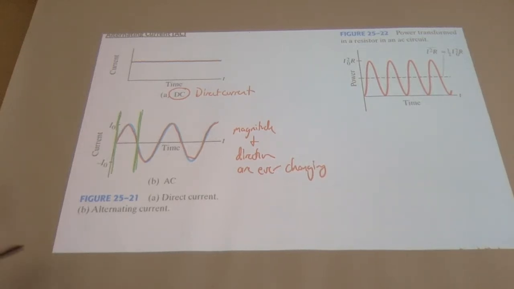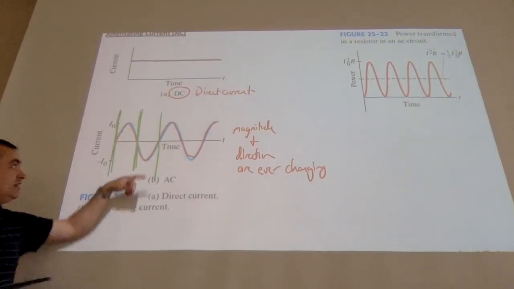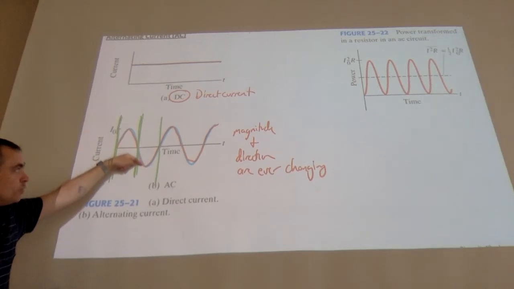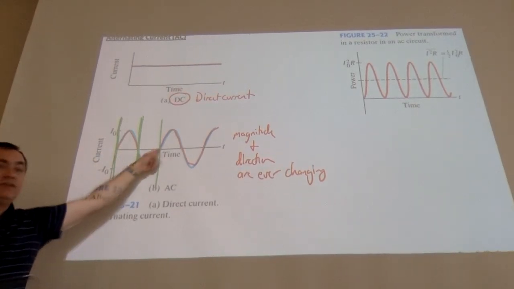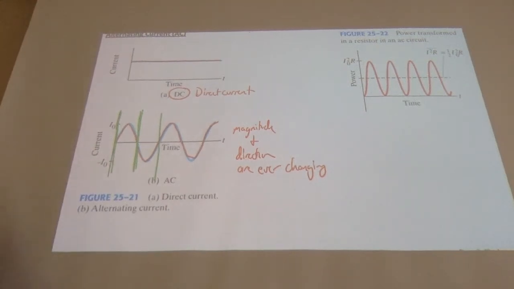But then, between these next 2 points, notice here it's all negative. So it flips directions and gets more and more and more, and then less and less in that opposite direction. And then it does the same thing back in the original direction, back and forth.